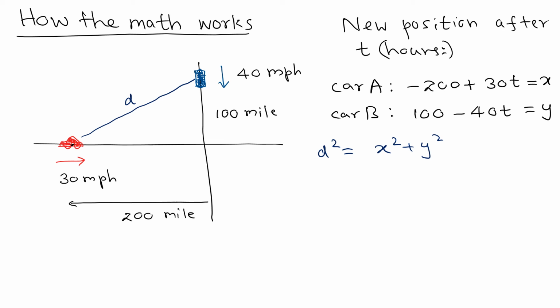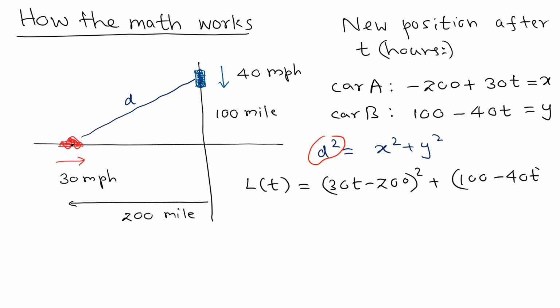So I'm going to call this d squared function L(t). It's a function of time. So what is L(t)? L(t) is x squared plus y squared. So x is in this case 30t, so we have (30t minus 200) squared plus the other one, (100 minus 40t) squared. So that is the L(t) function.